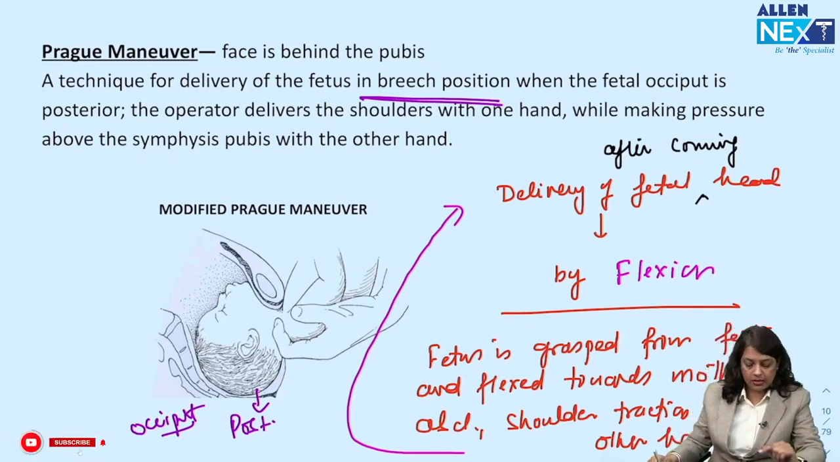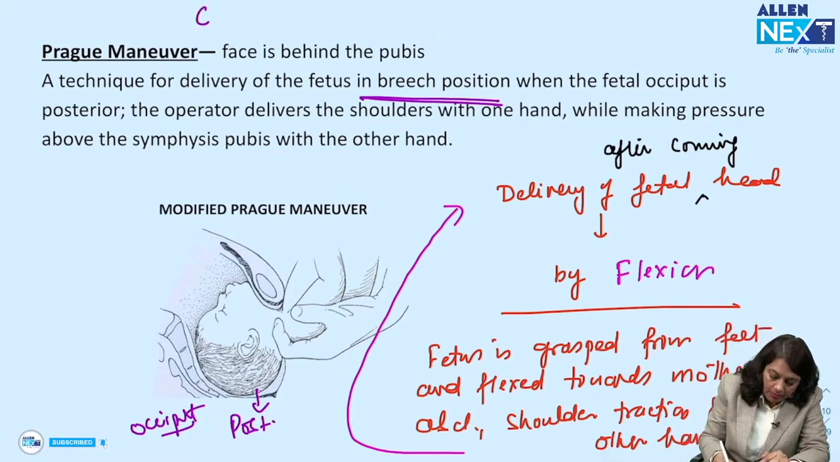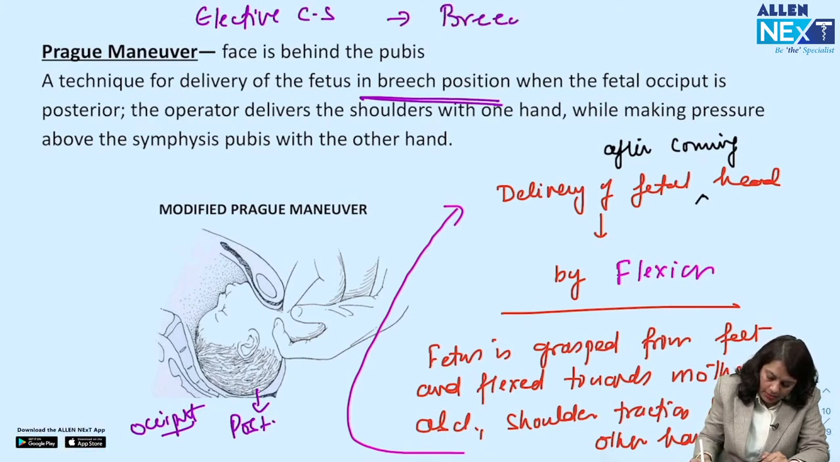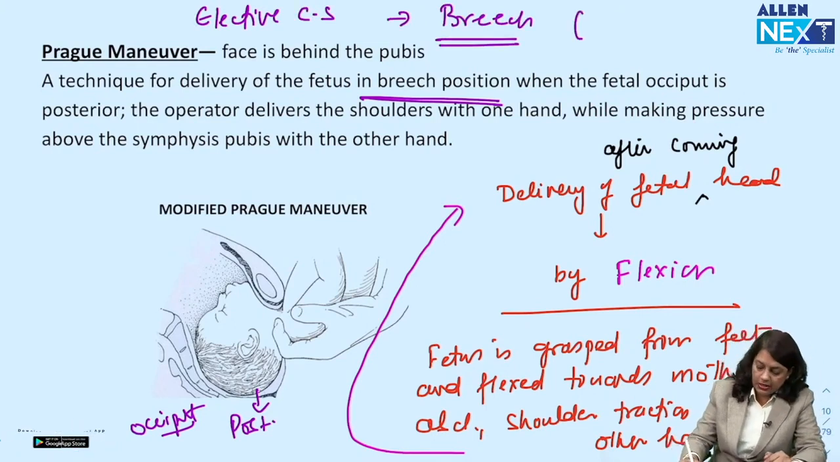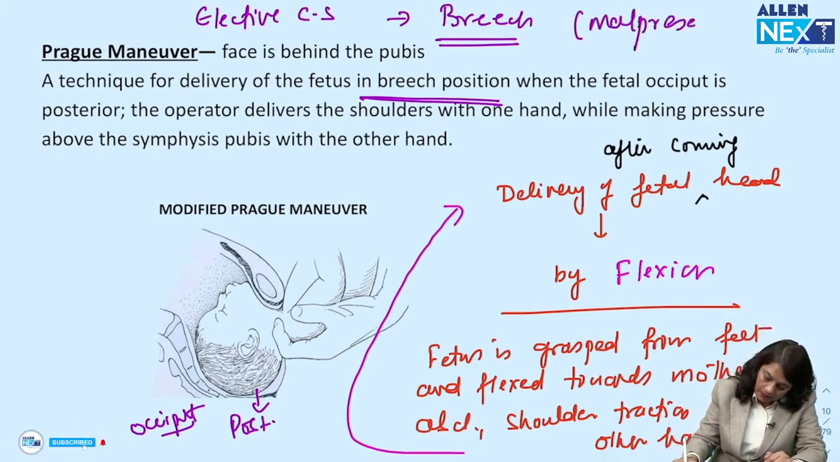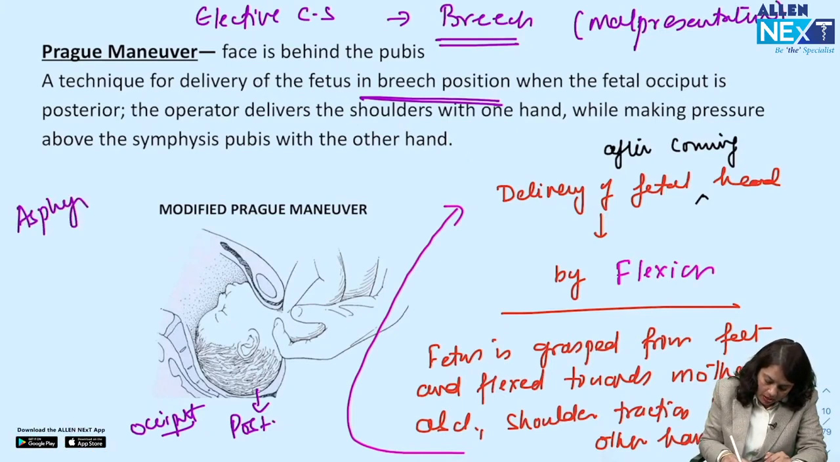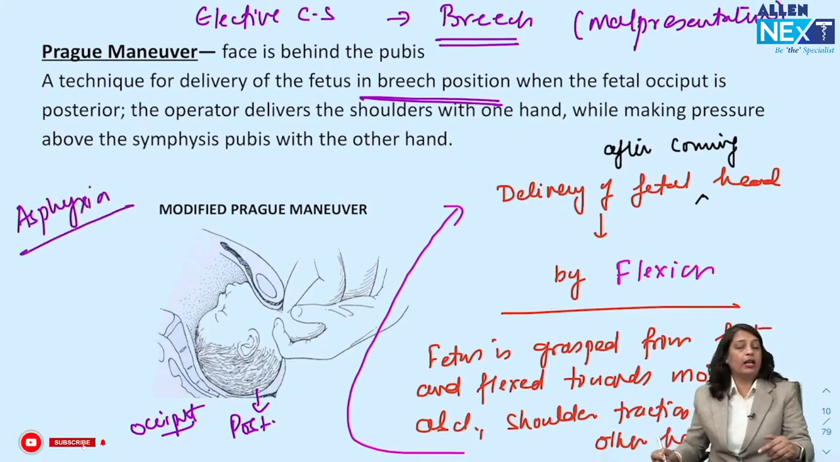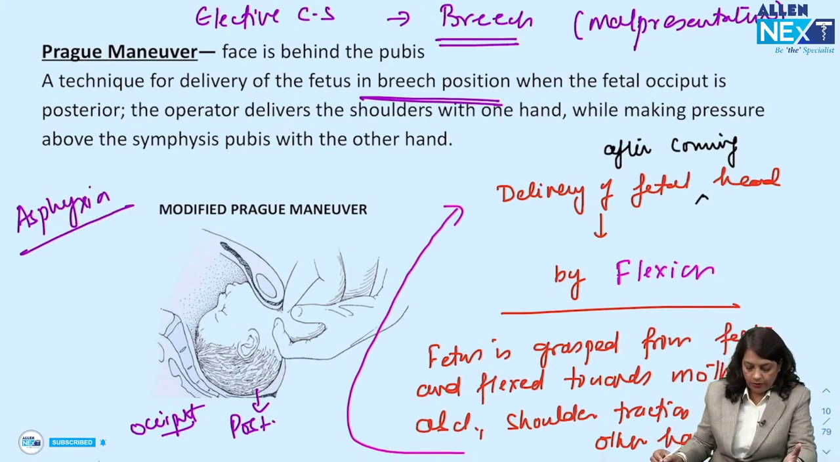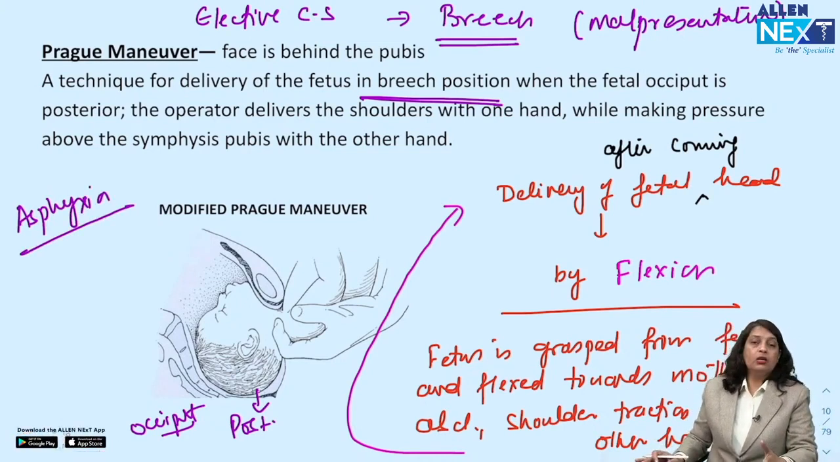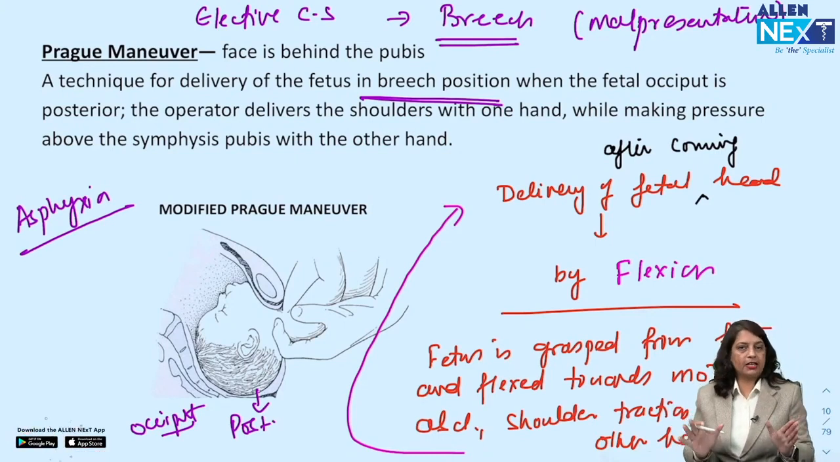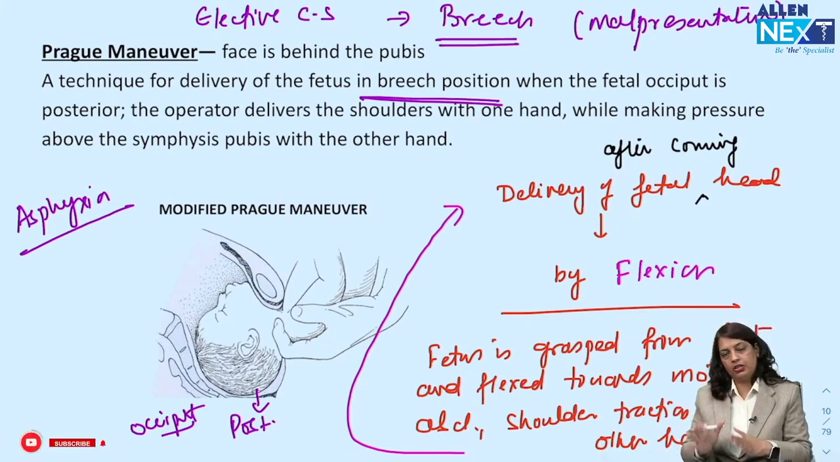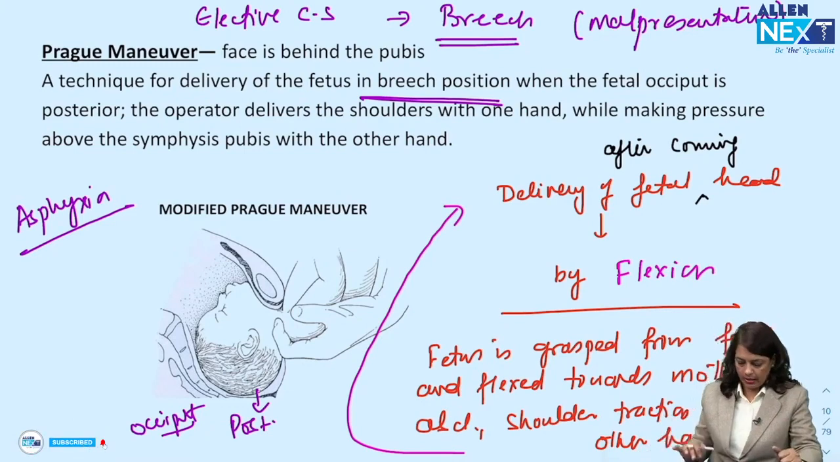But nowadays the role of Prague's maneuver is limited because we do an elective cesarean section whenever there is a breech, because breech is the most common malpresentation. And the most common complication of breech delivery is birth asphyxia or injuries to the other organs of the baby or even bone fractures. So frankly speaking, elective cesarean section for all breech, or emergency cesarean section if they come in labor.